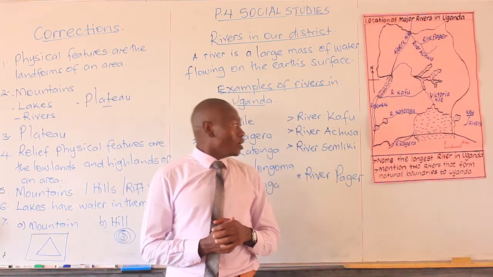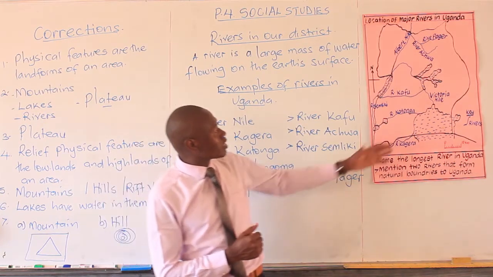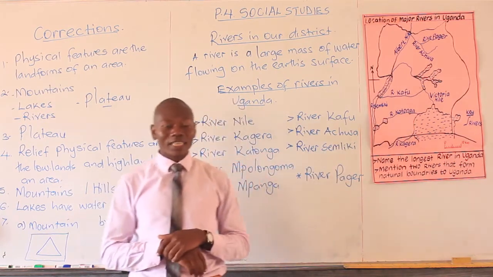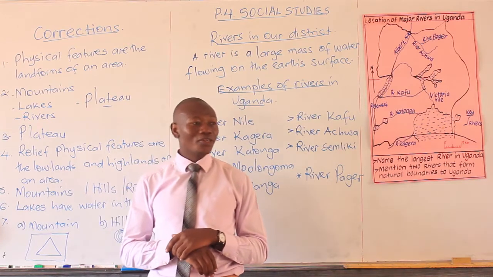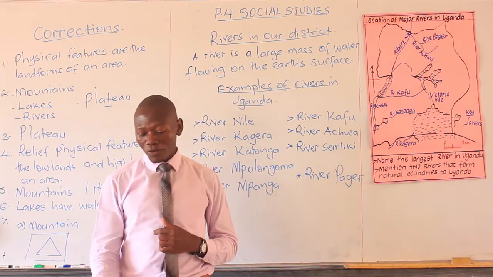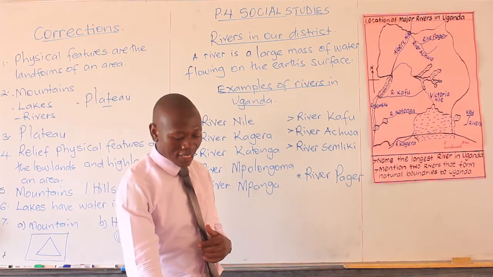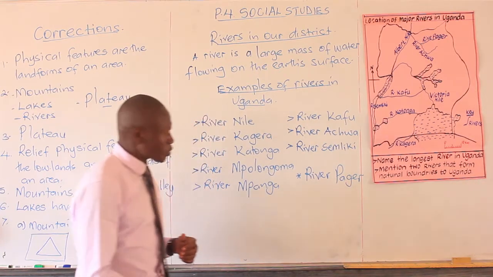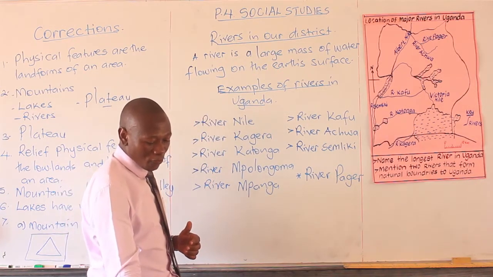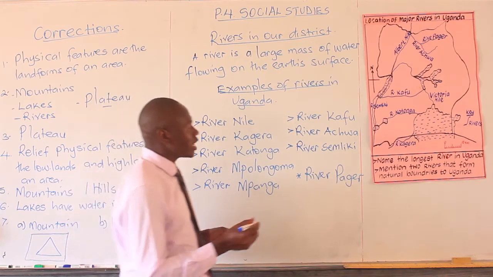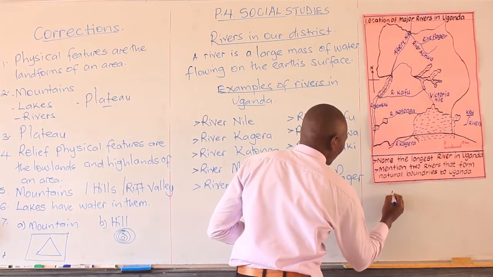So let me help you take a minute to look at that map and locate those examples of rivers in Uganda. Right. So right now, I want us to have just a little view on the types of rivers.